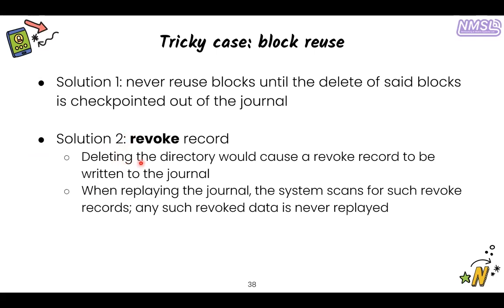So when you're deleting the directory, it will cause a revoke record to be written to the journal. So when you have that revoke, right, when you're replaying, the revoked ones are never replayed. Okay, so the tricky case we mentioned would be handled in such a manner.